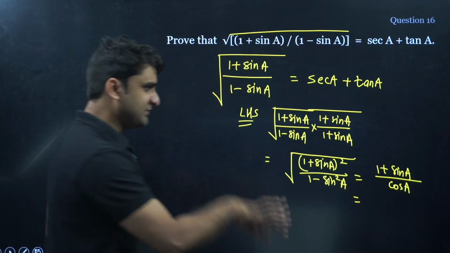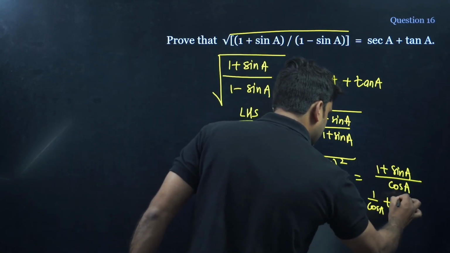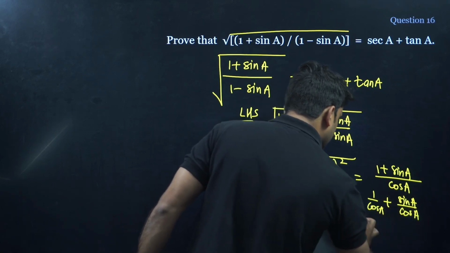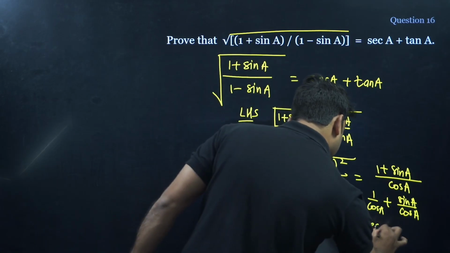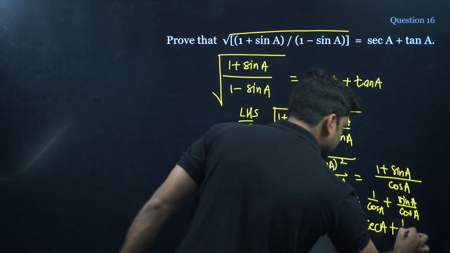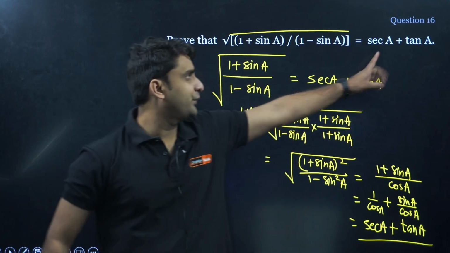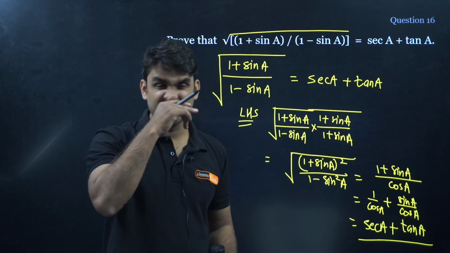Simple. Now let's separate 1 by 1. 1 by cos A plus sin A by cos A. Guys, 1 by cos A is equal to what? Sec A. And sin A by cos A is equal to tan A. This is the answer. Hence proved. This is a really easy question, everyone.